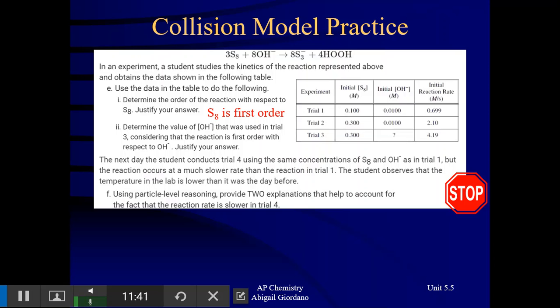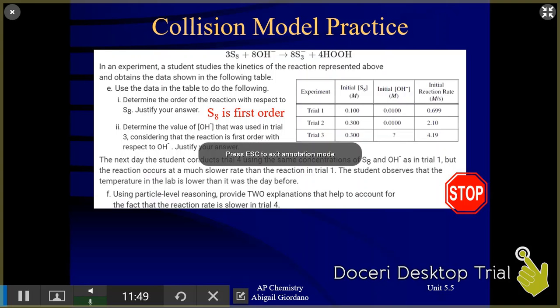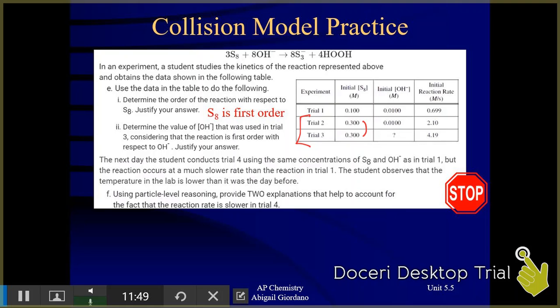Considering that the reaction is first order with respect to OH minus. So they're telling us the order. We don't have to figure it out. And if you think about it, guys, if I'm looking at what's happening to OH, I want to compare two trials where OH is changing, but S8 is remaining constant. So I'm going to look at trials 2 and 3. So this is remaining constant. And look at what's happening to the rate. It has been doubled approximately.